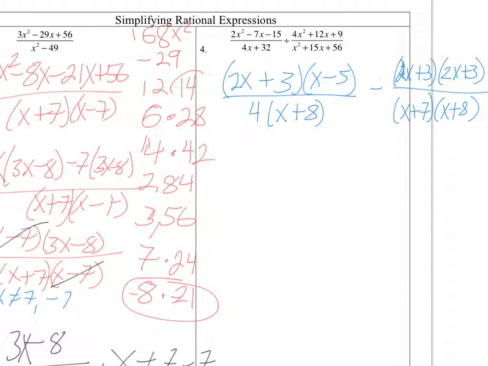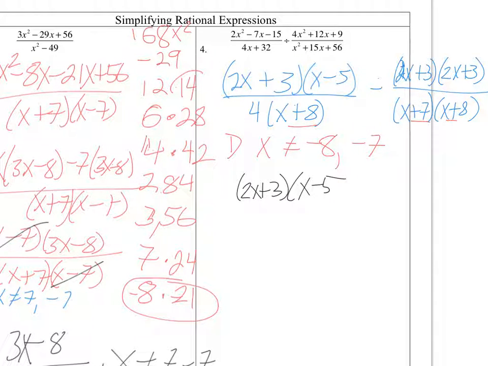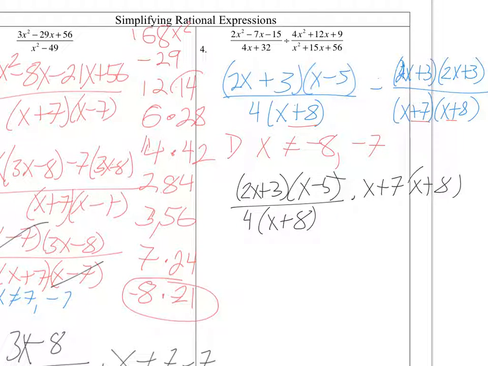Okay, we do domain round 1. Anything that is denominator cannot be 0, so x cannot equal negative 8 and negative 7. From that, and we already had negative 8. Next, I'm going to do some flipping. 2x plus 3 and x minus 5 over quantity x plus 8 times 4 multiplied by x plus 7, x plus 8, and that's over 2x plus 3 and 2x plus 3.